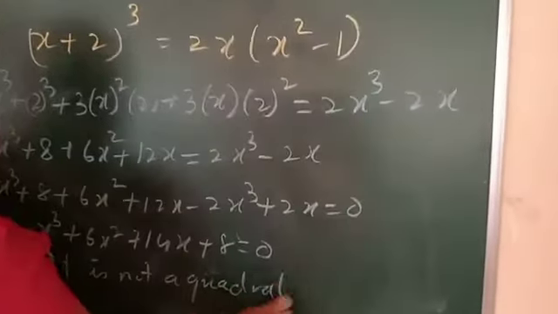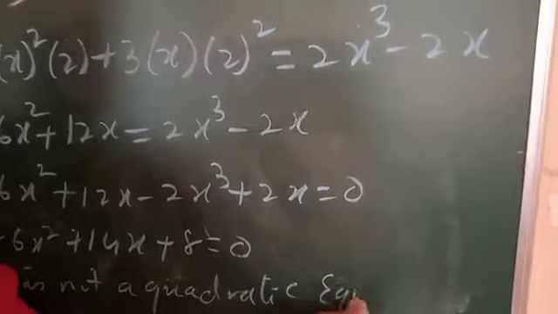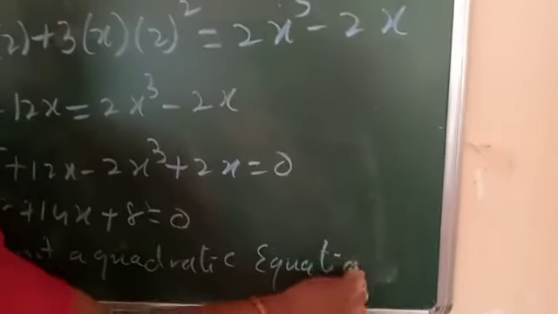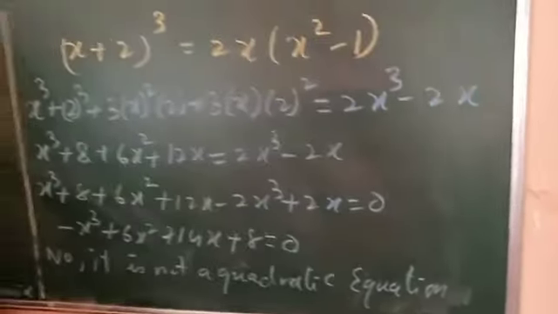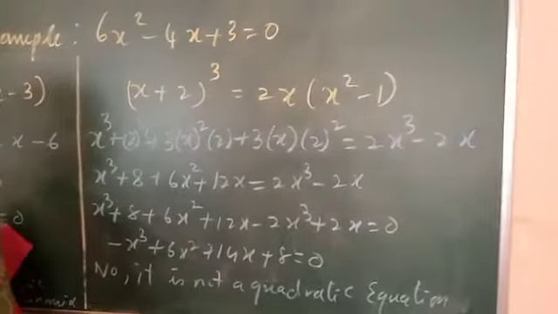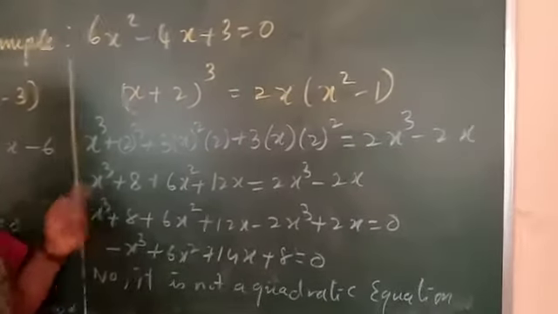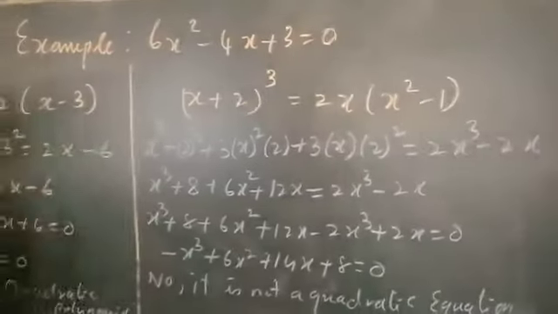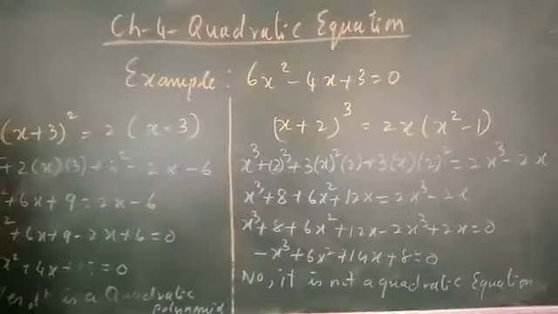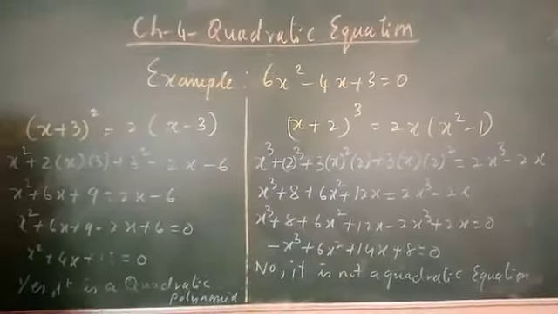Yes. Now it is very easy to complete exercise 4.1. Exercise 4.1 is to check whether it is a quadratic equation or not. So by using the (a + b)² formula or the (a + b)³ formula, you can complete exercise 4.1.